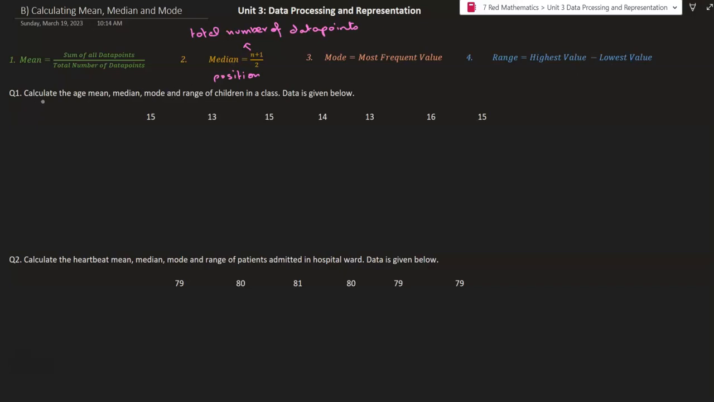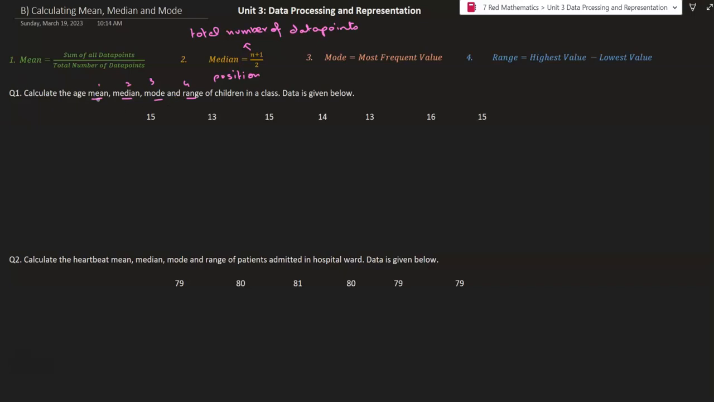So question one is: calculate the age mean, median, mode, and range. So we have to calculate these four things for the children in the class that have been given in the row. So these are the values I've been provided with, and I have to calculate these four parameters or stats.